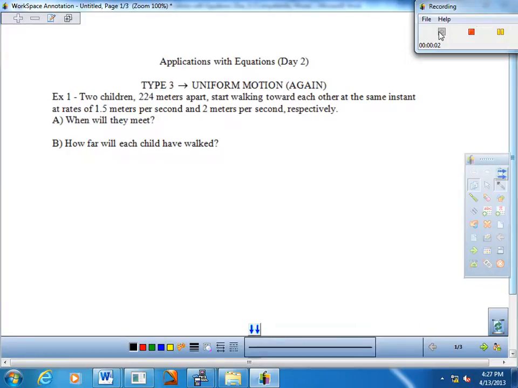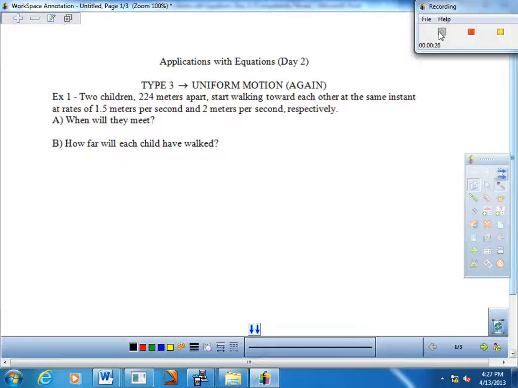Welcome. Today we will be taking a look at the notes worksheet entitled Applications with Equations Day 2. This represents a continuation of the previous day's lesson and gives us an opportunity to do some more examples together. So let's go ahead and do some more uniform motion problems, the type 3, I guess, from what we talked about. And we'll do 2 examples of that, and then we'll do 1 more job sharing.